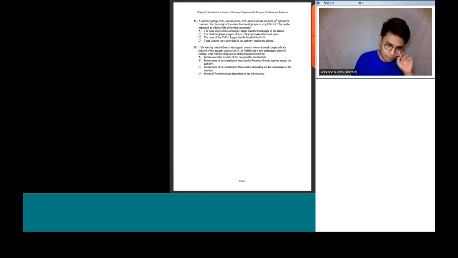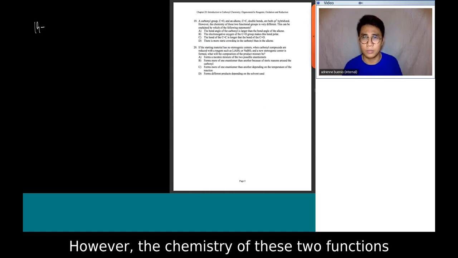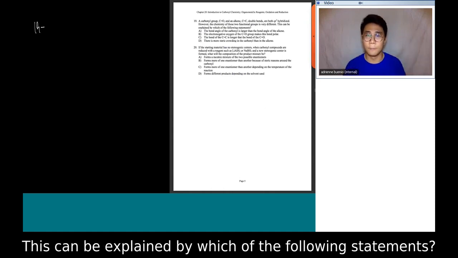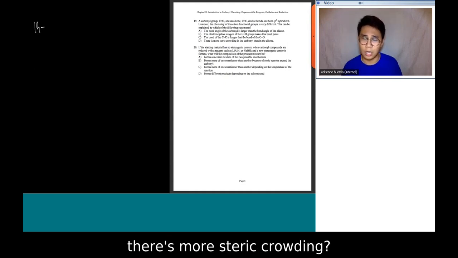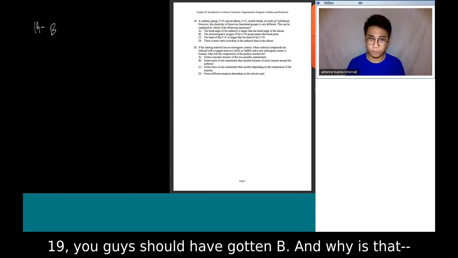Okay, 19. A carbonyl carbon and alkene are both sp2. However, the chemistry of these two functional groups is very different, which is super true. This can be explained by which of the following statements: the bond angle, the electronegativity, the bond is longer, there's more steric crowding. For 19, you should have gotten B. And why is that?